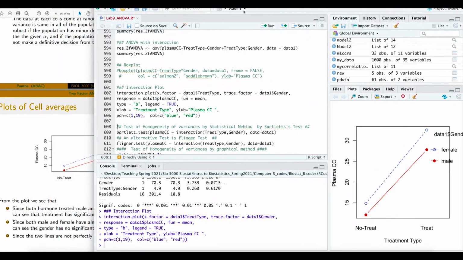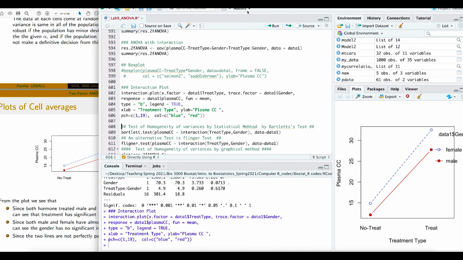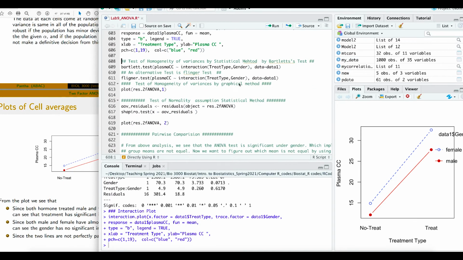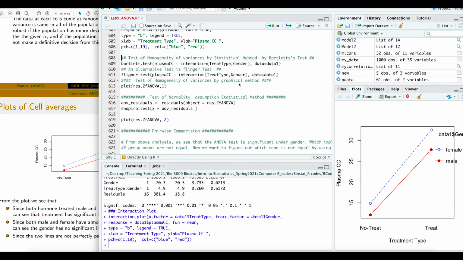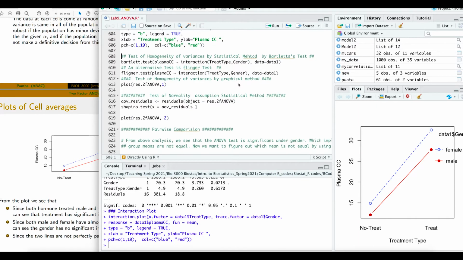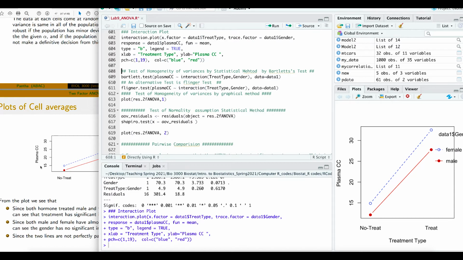So this is not enough. What we need to do is check the assumptions, which we have not done yet, right? What are the assumptions? Homogeneity of the variance, right? Another assumption is normality of the residuals. We will do that, okay? And also if we reject the null hypothesis for any of those three null hypotheses, we will do the pairwise comparisons. So I'm going to show you those things, okay?